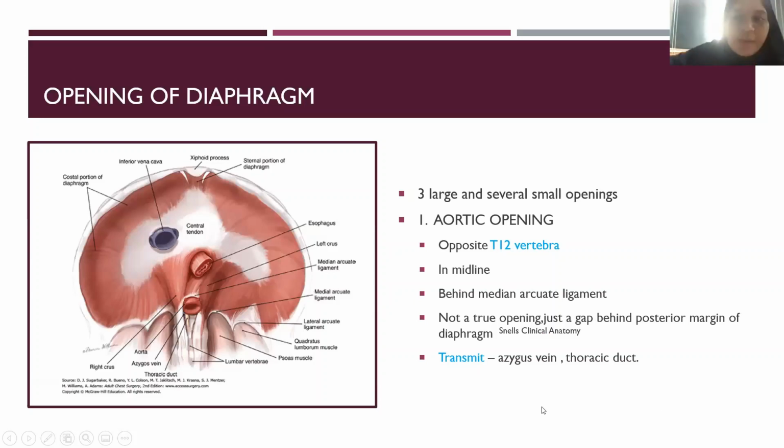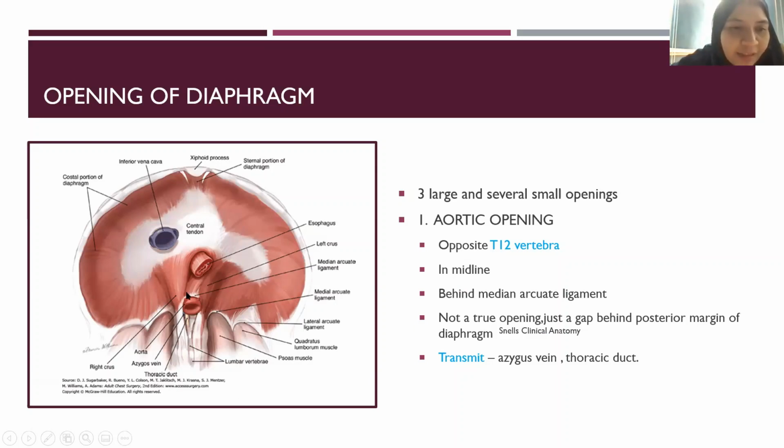What is important to remember about the diaphragm is that it has several openings, but the major openings that we have to memorize are the three large openings. The first one is the aortic opening. As you can see from the picture here, the aortic opening is at the level of T12. So this is at the midline.